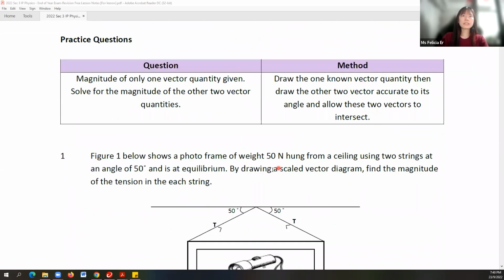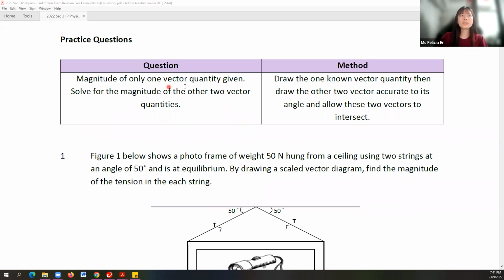Okay, so the first kind of question is a slightly more difficult one, not the very simple straightforward kind. I think you all know that kind. For this kind of question, the question only gives you the magnitude of one vector, then asks you to solve for the magnitude of two other vectors. So it's a bit different from normal, right? Because normally they give you two vectors, and you find the third vector.